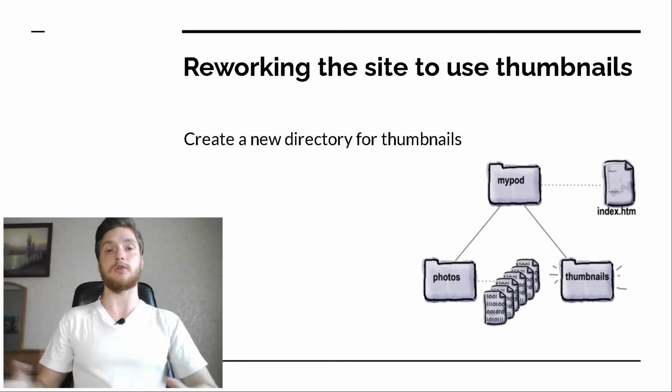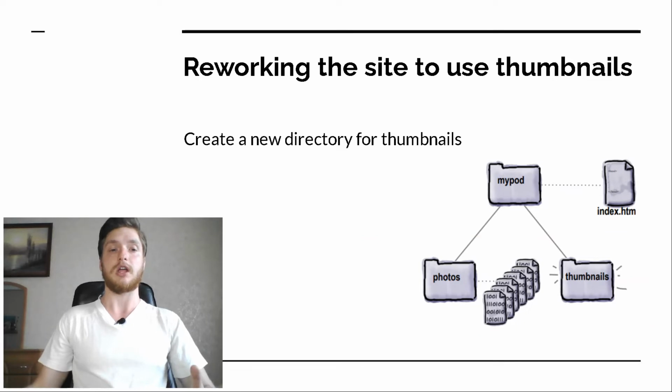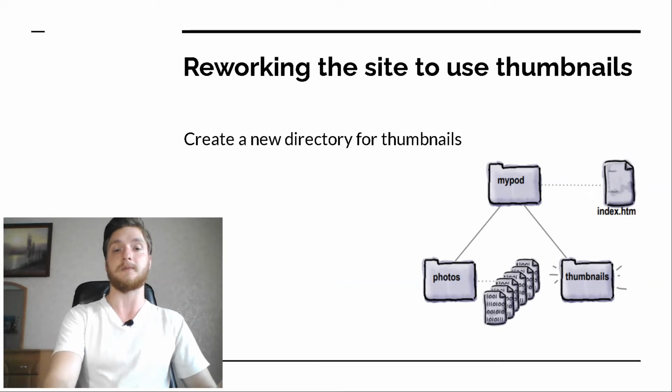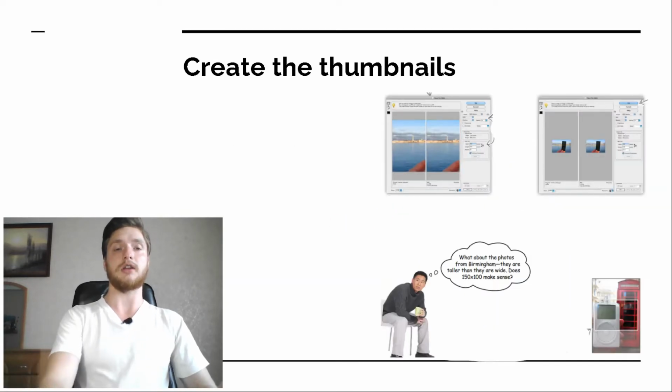Create a new directory for thumbnails. To keep things organized, create a separate folder for the thumbnail images. Otherwise, you'll end up with a folder of larger images and small thumbnails all lumped together, which could get quite cluttered after you've added a significant number of photos. Create a folder called thumbnails under the myPod folder. If you are working from the book example files, you'll find this folder already in there. Create a new folder called thumbnails in the myPod folder. Create the thumbnails. You've got a place to put your thumbnails, so let's create them.